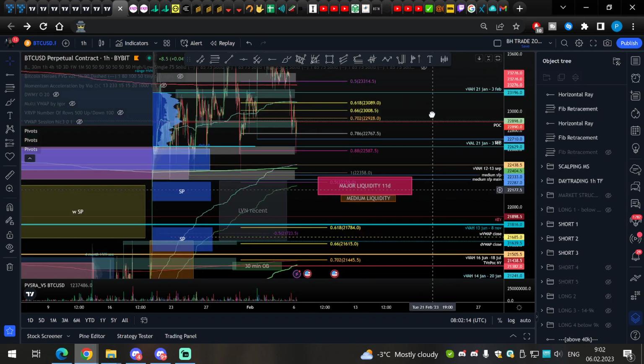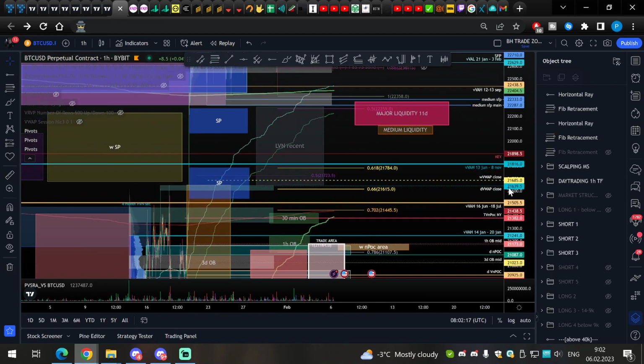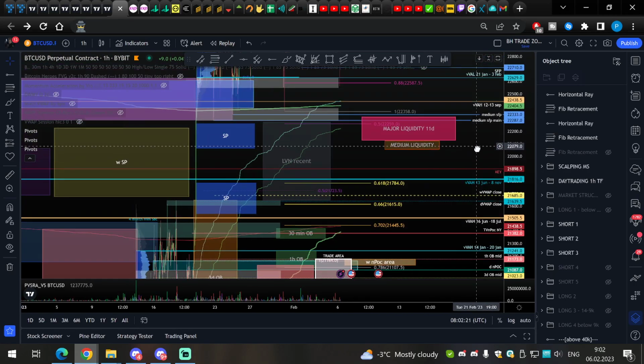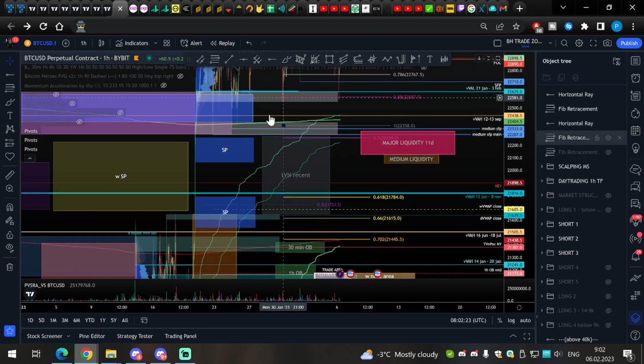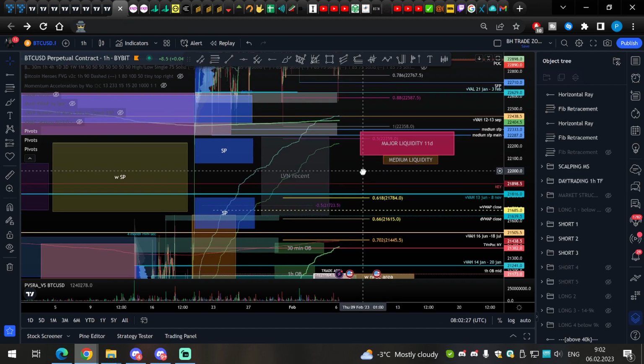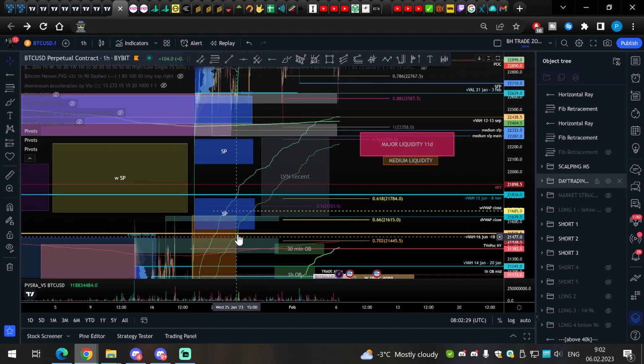Okay, so this is our current range. This is the chart I'm using, a lot of stuff on it, but it's fine. So this is our range. I mean, this is the liquidity from the range. We'll be watching if we take it or not. If we don't take it, this is the massive inefficiency area we want to fill on our time frames.